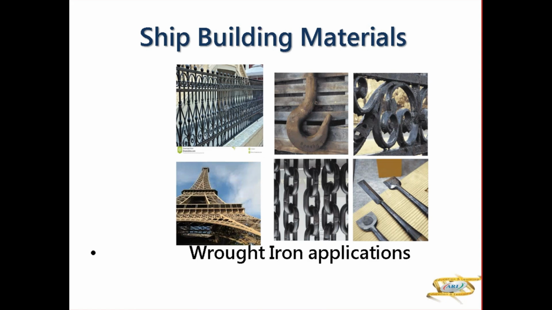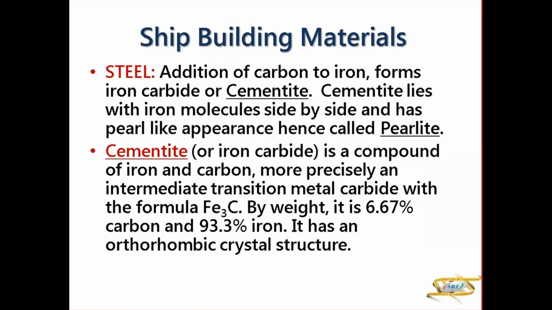So here you have the applications of wrought iron: the fancy gate, the hook, these appliances, the chains, anchor, Eiffel Tower, and the iron pillar near Qutub Minar. These are all examples of wrought iron.